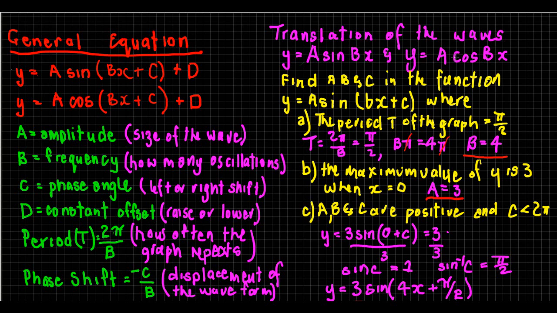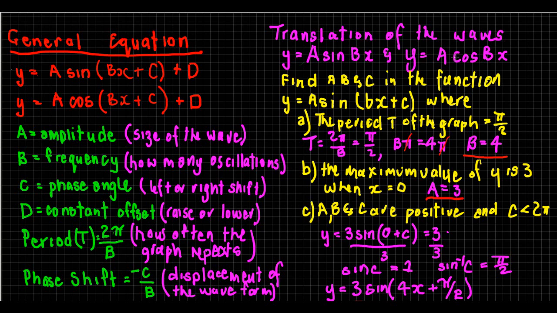There are a couple of other things associated with our trigonometrical graphs. The period T, which is equal to 2 pi over b, is how often the graph repeats itself, which is quite handy to know. And the phase shift, which equals negative c over b, is the displacement of the waveform.